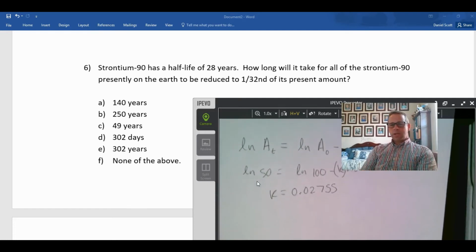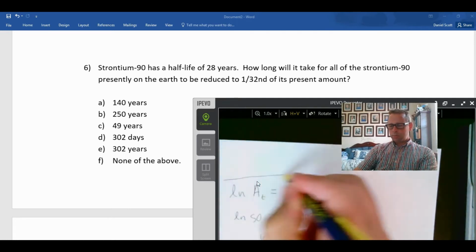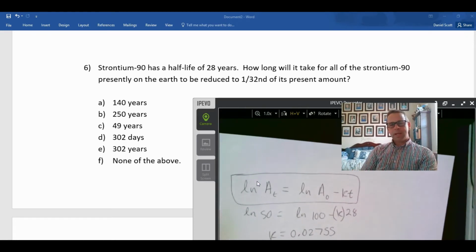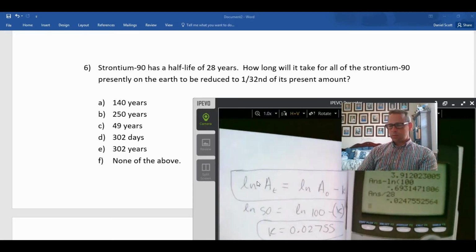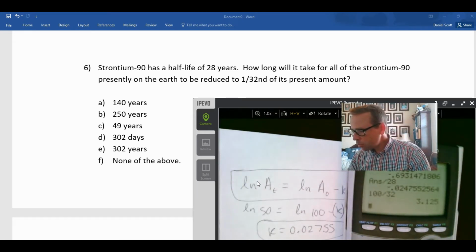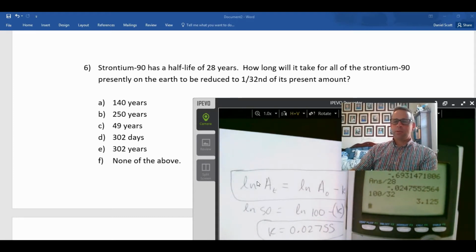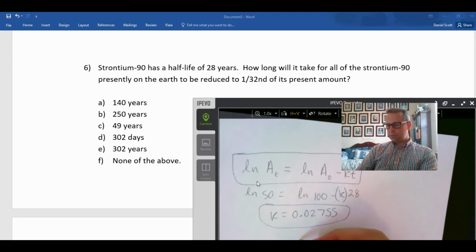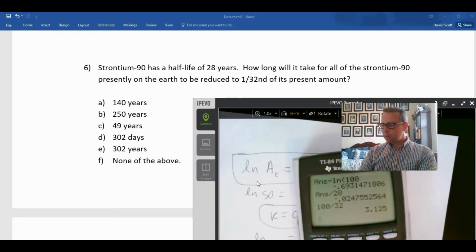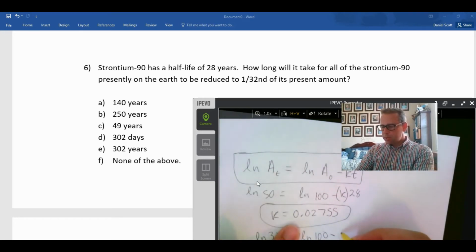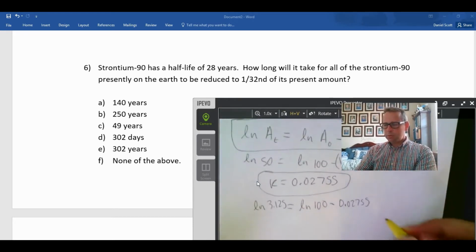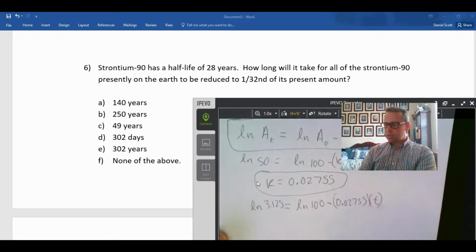Okay, so that's our K for this reaction, and now we can use this first order integrated rate law again, and use that K this time for the scenario that they're interested in, which is how long will it take for the strontium-90 to reduce to 1/32 its amount. So 100 divided by 32, we'll put in 100 and 3.125. If we start off with an initial concentration of 100, the natural log of how far we want it down, which is 3.125, then our K we can use now, minus 0.02755, and then we can solve for t here and find out how much time that requires.